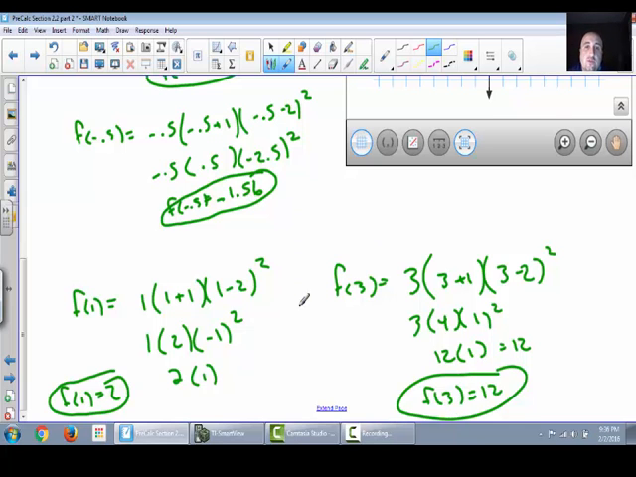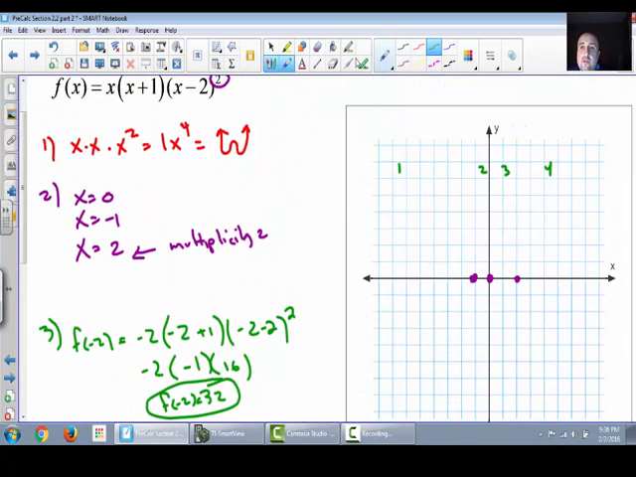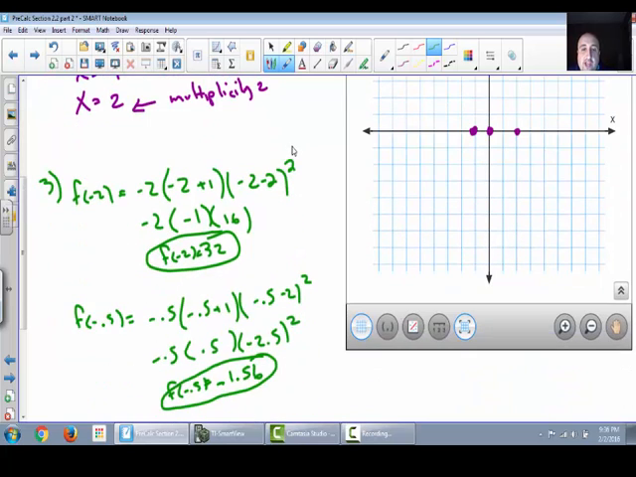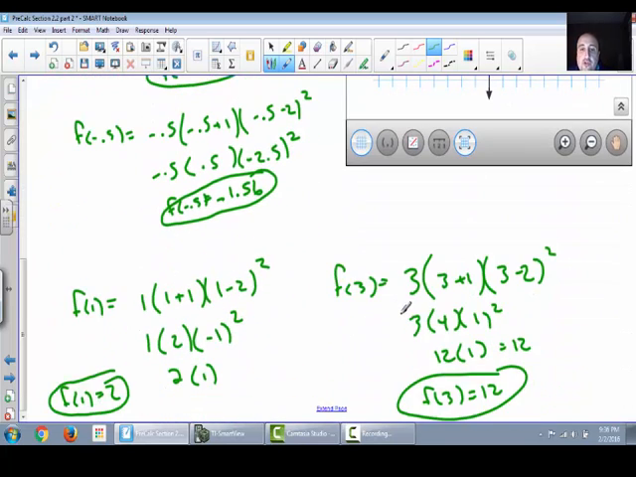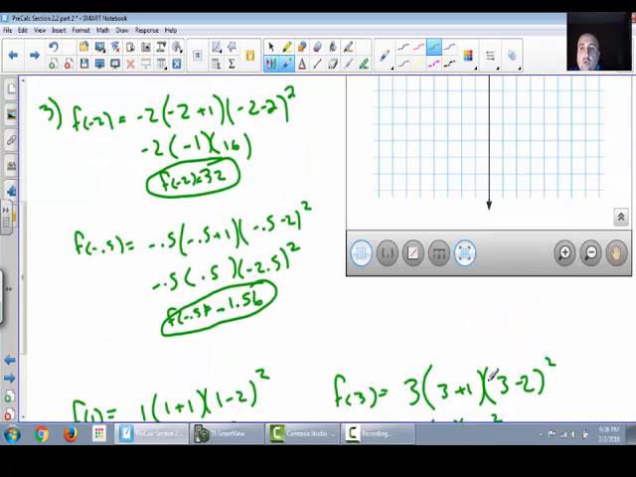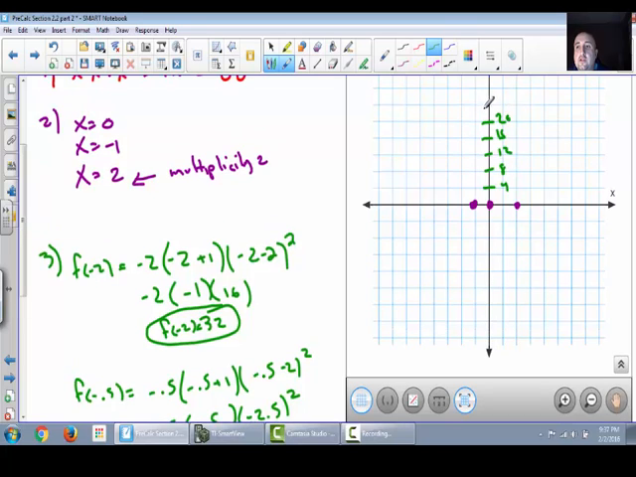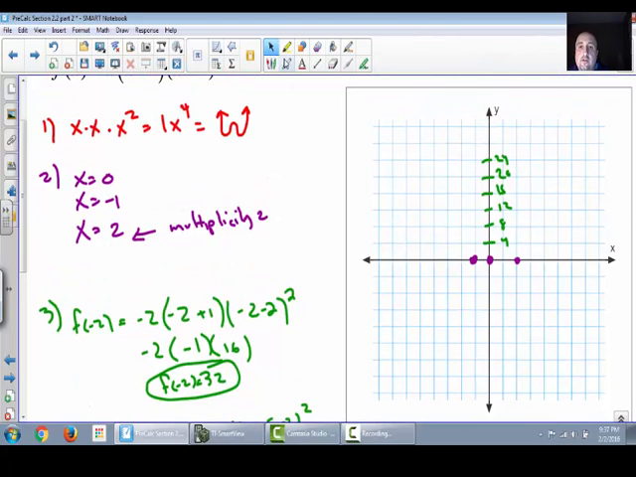Now we're going to plot those points that we just figured out. Let me get rid of these zones, we don't need this anymore. Now we might have to change our units here. We need to go up to 32, and we have negative 1.56, 2, and 12. Let's go by 4s. So here's 4, 8, 12, 16, 20, 24, go higher, 28, 32.